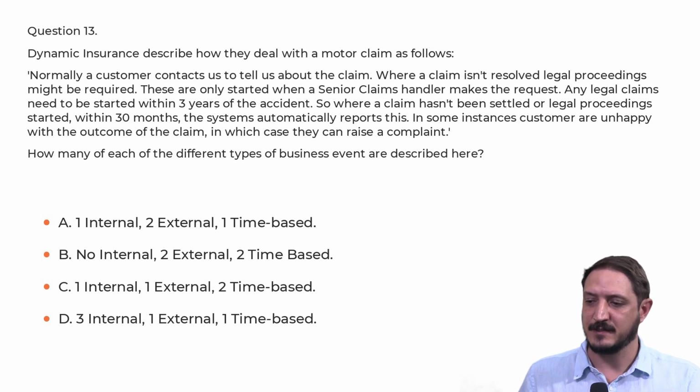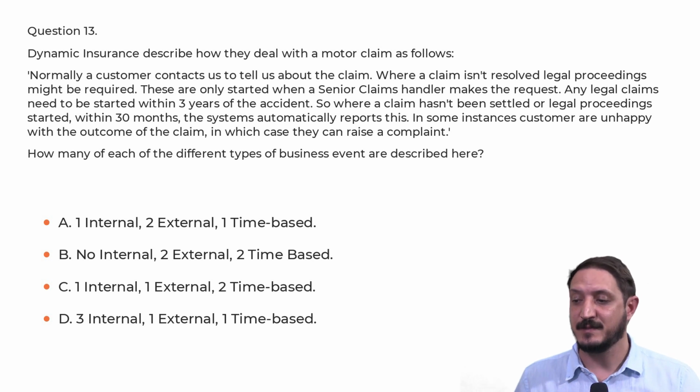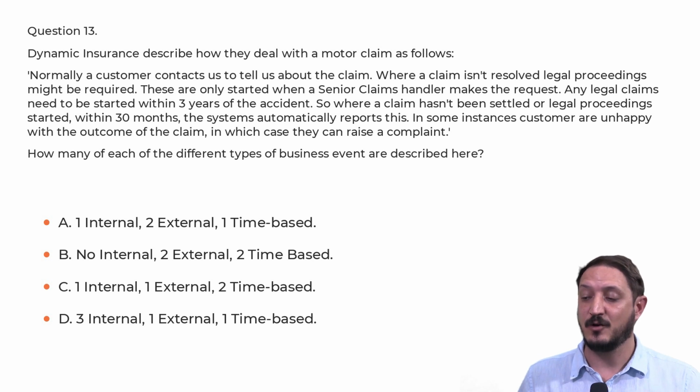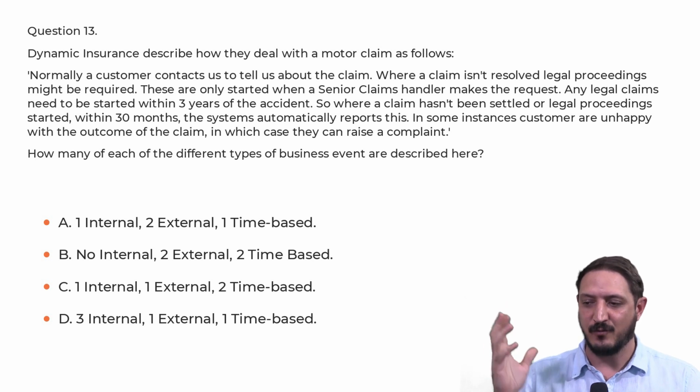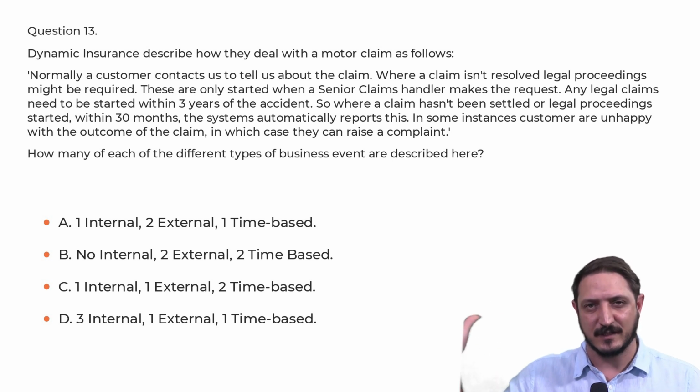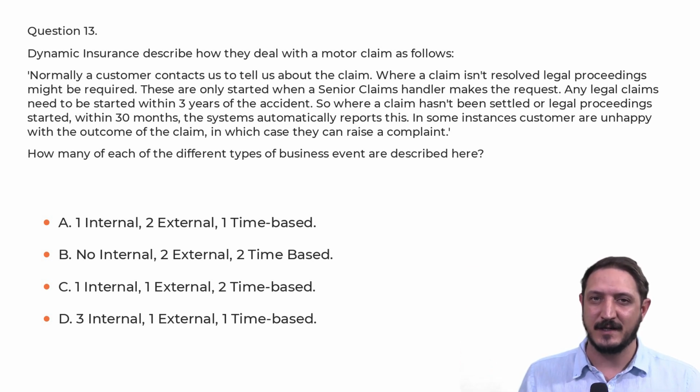If we look here, it says, in some instances, customers are unhappy with the outcome of the claim, in which case they may raise a complaint. So there we go. The complaint is the trigger, the actor is the customer, and they're raising the complaint. There's nothing mentioned about time or an automatic thing being triggered there. And the customer, we know, is an external actor. He's coming from outside the organization's boundaries. And that's the end of it; there are no more business events or triggers for the process that we've identified here.